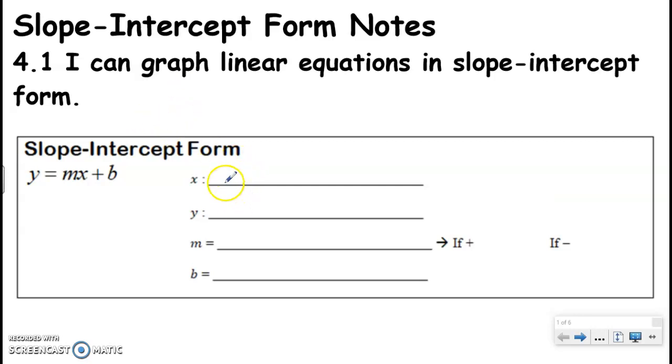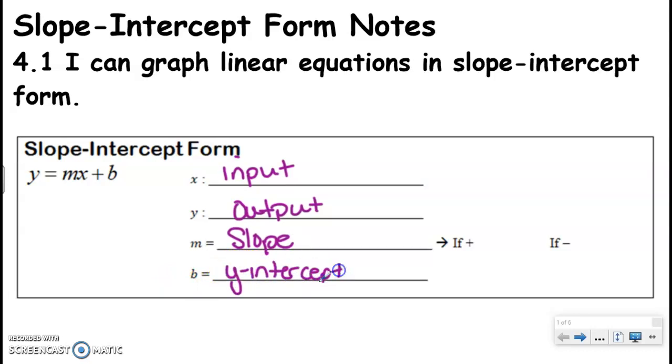In this, x is your input, y is your output. M is actually going to be a number that represents your slope. And b is going to be a number that represents your y-intercept. If you need a second, go ahead and hit pause to fill all those in.